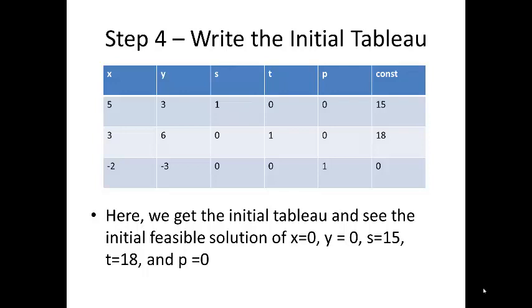Now this gives us the initial feasible solution. x is equal to 0, y is equal to 0, s is 15, t is 18, and p is equal to 0. What this initial solution means is we don't manufacture anything, we don't make any profit, and we have 15 units of raw material 1 left over and 18 units of raw material 2 left over. While it's not a good solution, it is actually feasible. It is something we can do, is do nothing at all, and it is a feasible solution, but it is far from optimal.